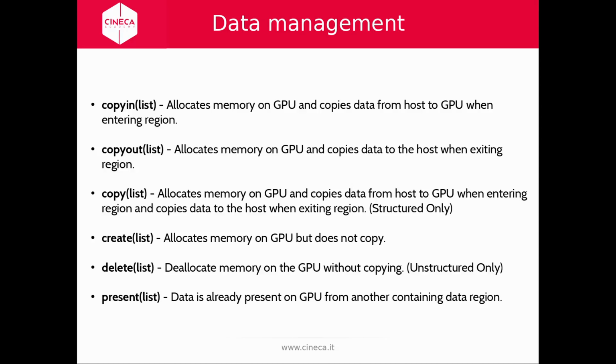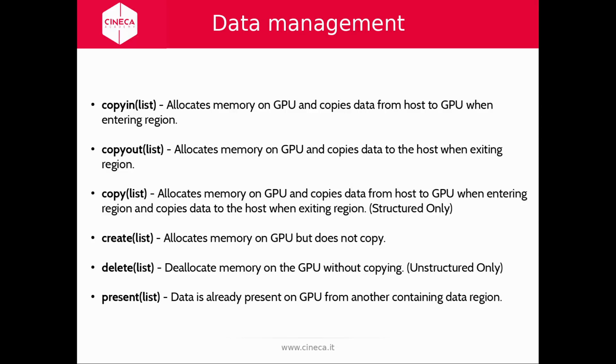So how do you specify what you want to put on the device with both data and enter data? Well, copyin, I think it's pretty easy to understand. I will go through all of them, but it should be trivial. Copyin means allocate and copy when you enter the data region. And this can be used in both enter data and data. This means that this will not be copied out when you leave the data region, right?